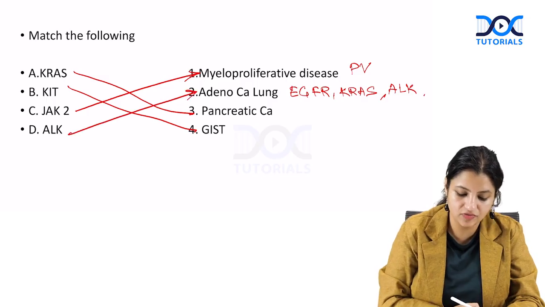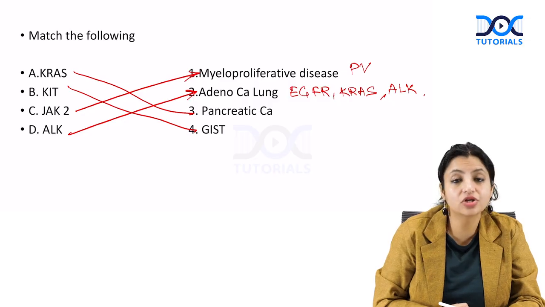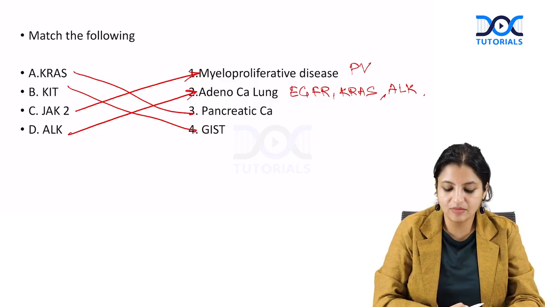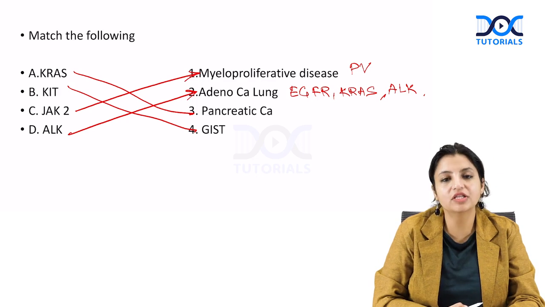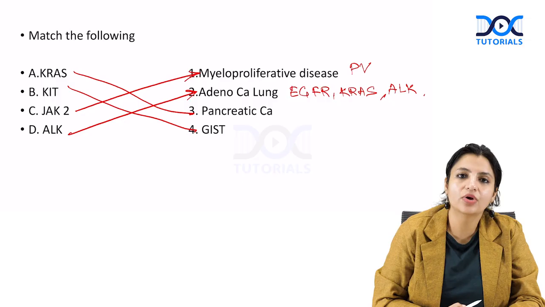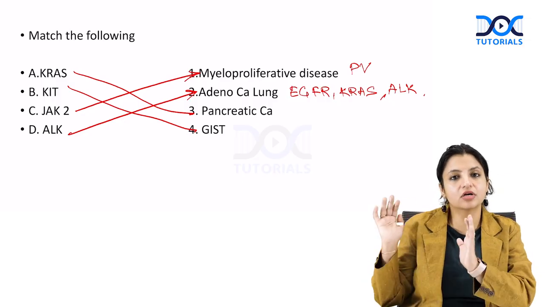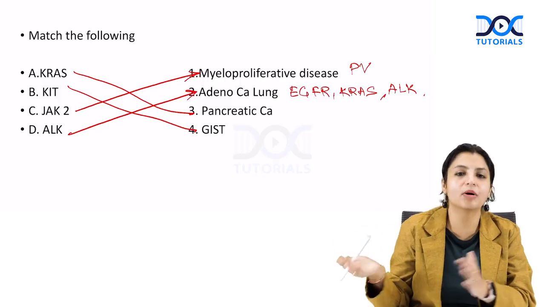So since this was given, adenocarcinoma should be ALK, because in pancreatic cancer ALKs are usually not seen. So that was the classical match that everybody should be very clear with. That is how we should be remembering. There are some genes which you should be knowing. KRAS is the most commonly mutated gene in cholangiocarcinoma and pancreatic cancers.